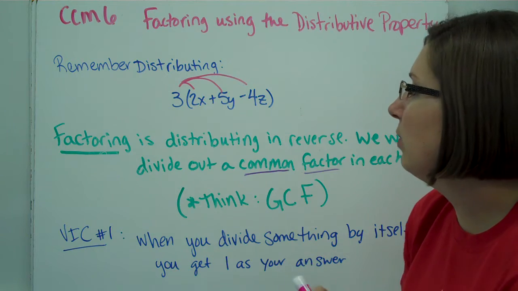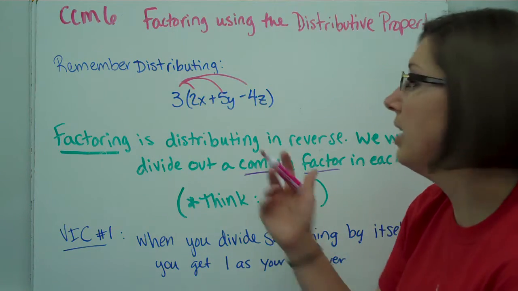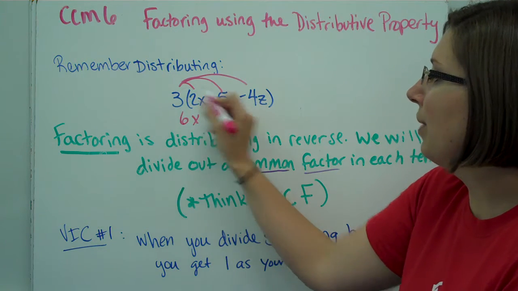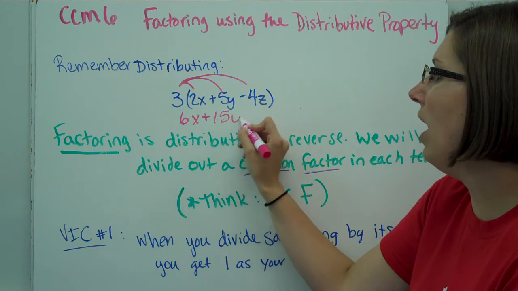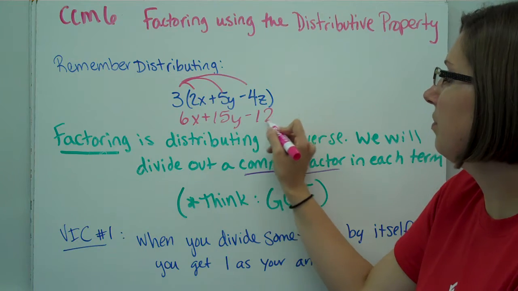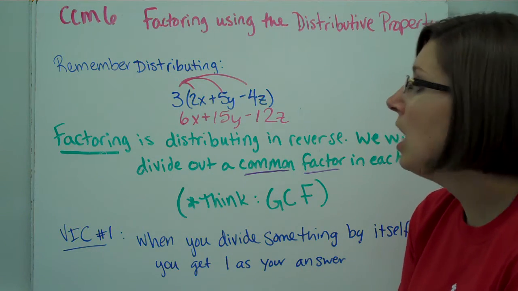So in this case we would multiply 3 times 2x. 3 times 2 is 6, so we have 6x. 3 times 5y, which is 15y. 3 times 4z, which is 12z. So that's just a little recap of the distributive property.